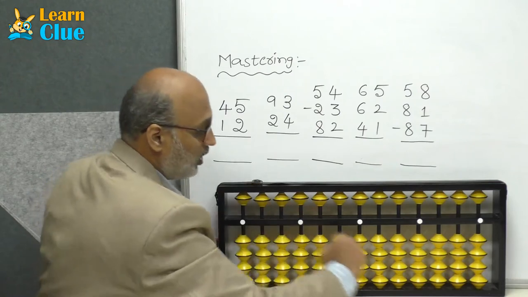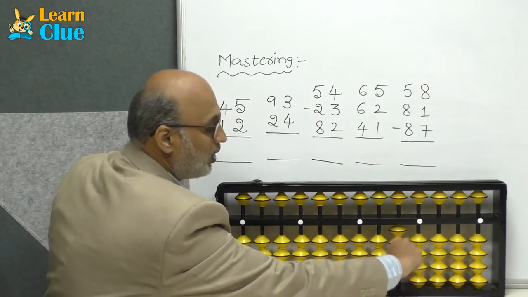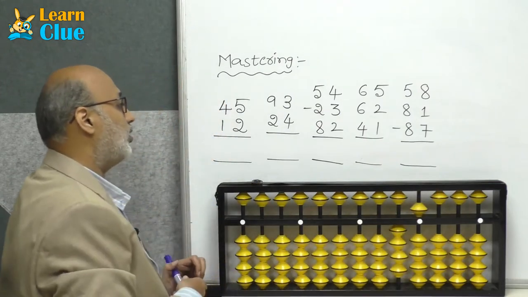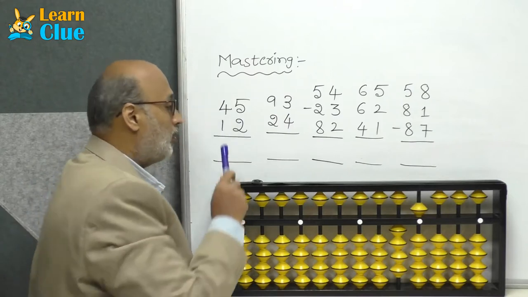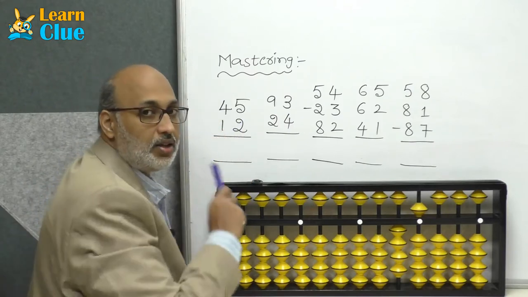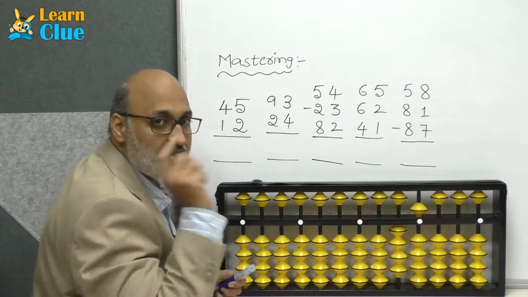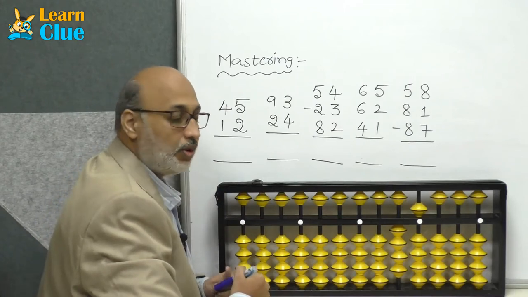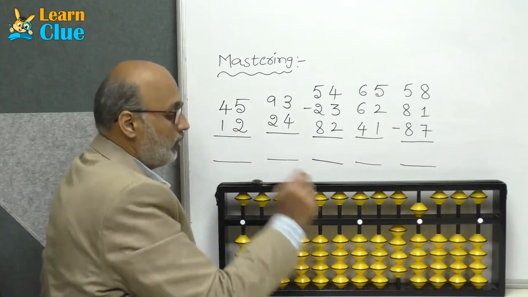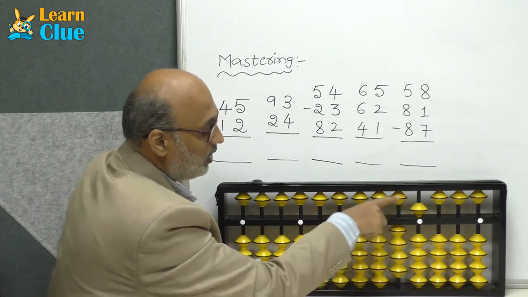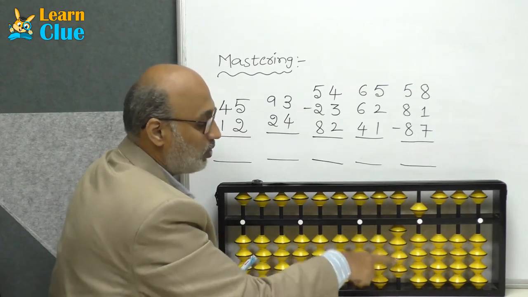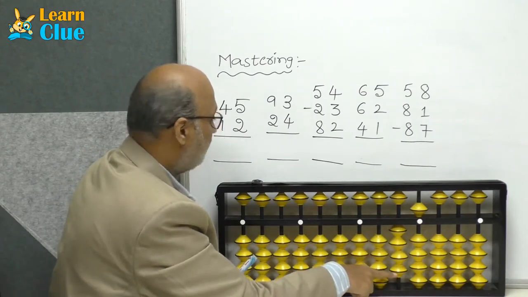First problem, 45, 40 in tens place, 5 in ones place. Now they are asking plus 12. In this, first what are we supposed to add? Plus 10, in tens place. So what is the technique over here? In tens place we don't have a bead to add 10.